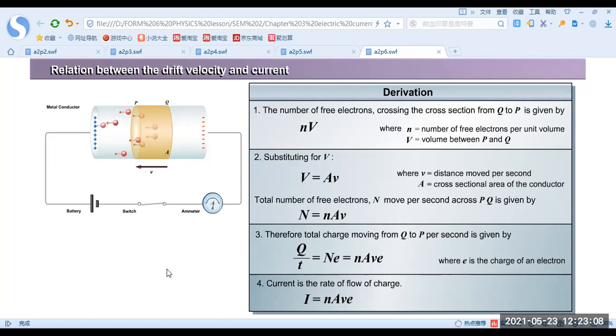This is the formula we use. I is the current flowing in the circuit, n is the number of electrons per unit volume, A is the cross-sectional area, v is the drift velocity of the electron, and e is the charge of an electron, which is 1.6 times 10 to the power negative 19 coulomb.